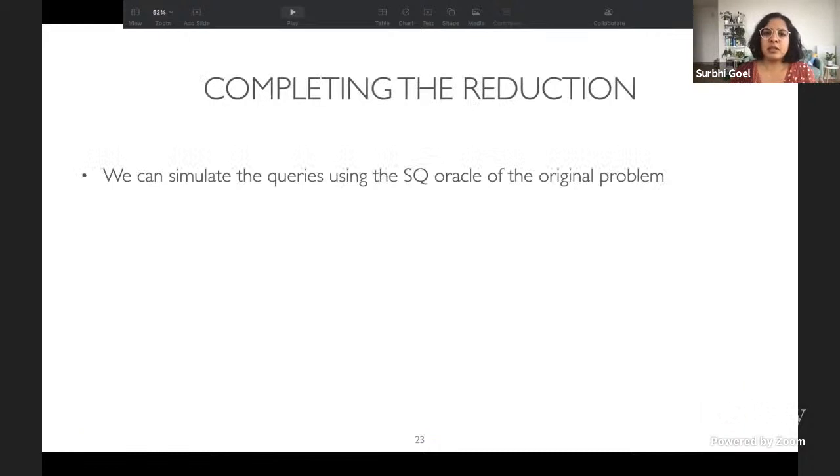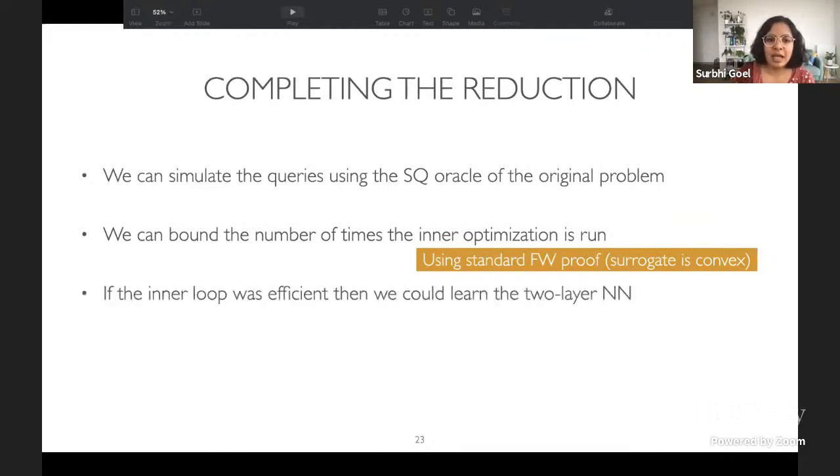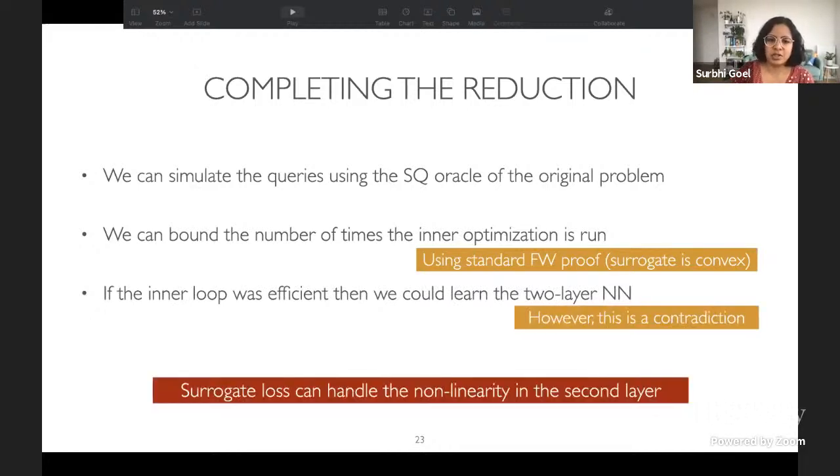To complete this reduction, we have to show a little carefully that we can simulate the queries we want to make using the SQ oracle of the original problem. And then, by standard convex optimization, we can show that the number of inner loops of this optimization cannot be too many; they're bounded. And if the inner loop could be solved efficiently, then we could have solved this two-layer neural network problem, which was a contradiction by our assumption. The main thing is that the surrogate loss can handle this nonlinearity in the second part, which gives us this reduction.